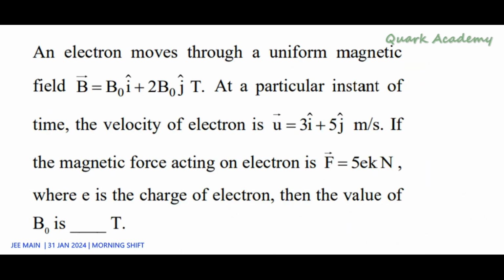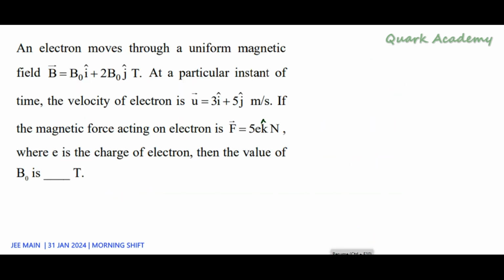An electron is moving in a uniform magnetic field. Magnetic field is given and the velocity of the electron is given. The force acting on the electron is given, and this should be k cap. And we need to find the magnetic field magnitude B0. So generally when a charged particle moves in a magnetic field, it will experience a force which we can write as Q into V cross B. So in our case, Q equal to E, the charge of the electron. So let's figure out V cross B.